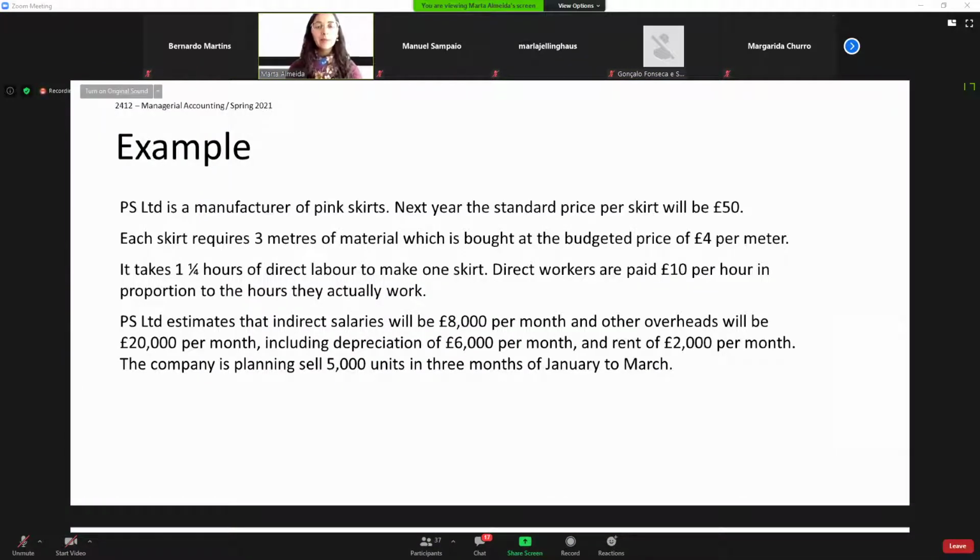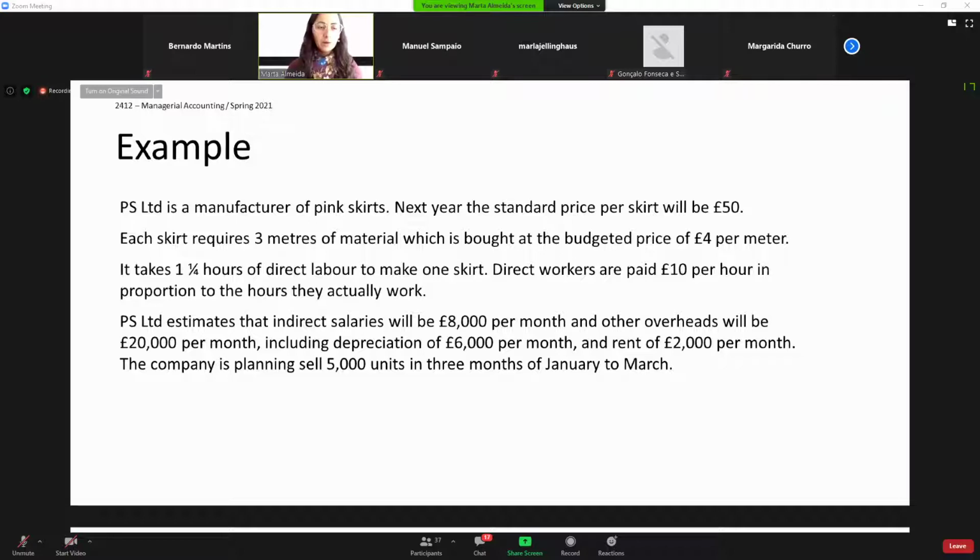So this is the same example that we had last week. The company manufactures pink skirts, and there is the standard price, the budgeted price per unit, which we expect to be £50. Each skirt requires 3 meters of material, which is bought at the budgeted price of £4 per meter. So this purchase price is a standard cost of materials for the organization of £4 per meter.